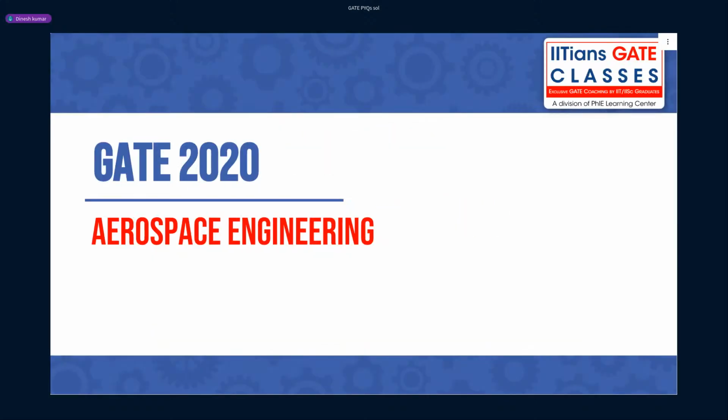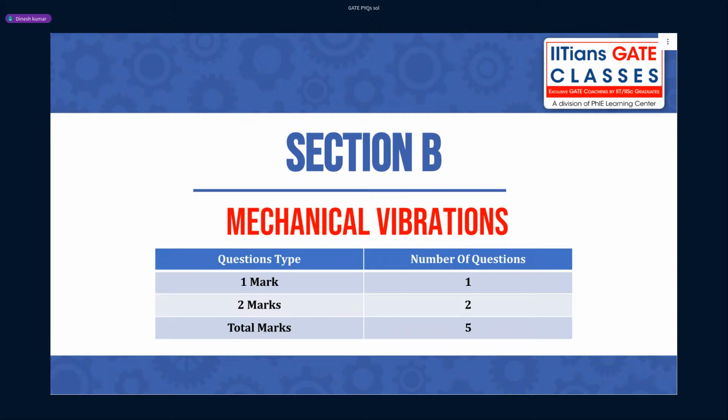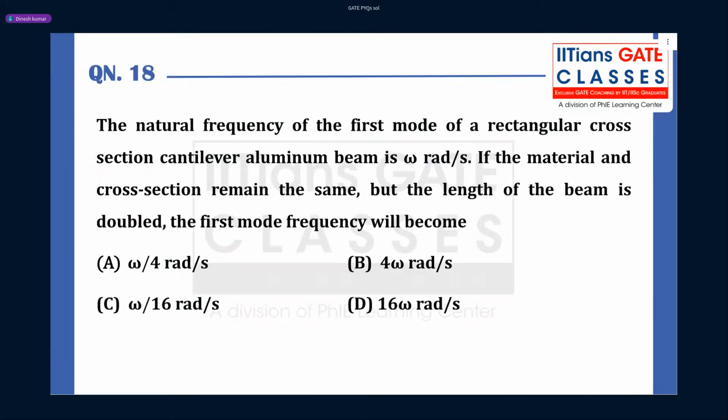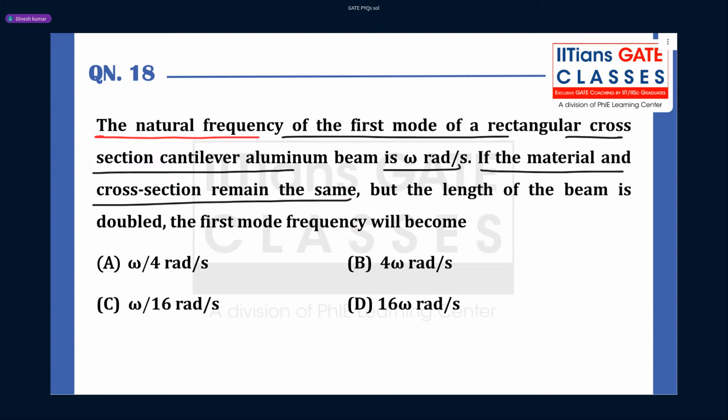It is the GATE 2020 paper, and in the GATE 2020 paper they asked again 3 questions, and these 3 questions are only for 5 marks. Okay, now read the first question. What it says: the natural frequency of the first mode of a rectangular cross-section cantilever aluminum beam is omega radian per second. If the material and cross-section remain the same, but the length of the beam is doubled, the first natural frequency will become.